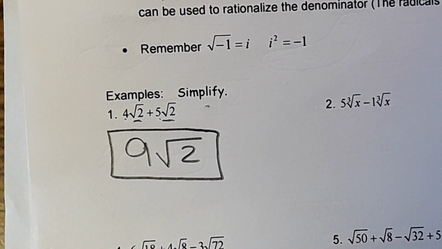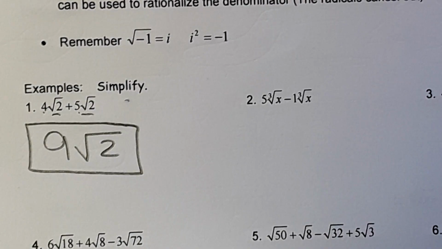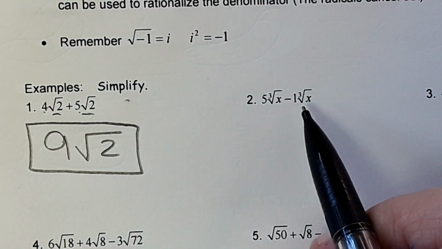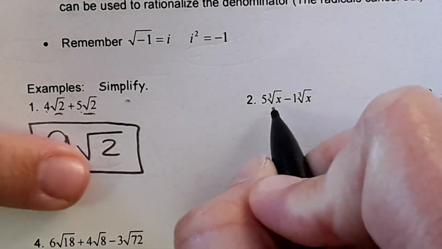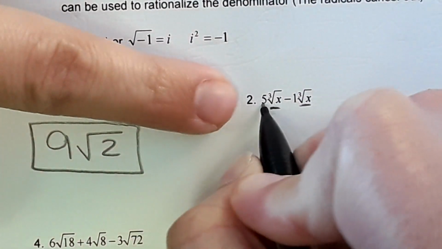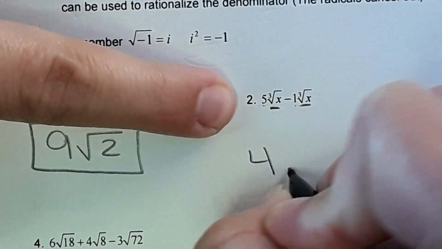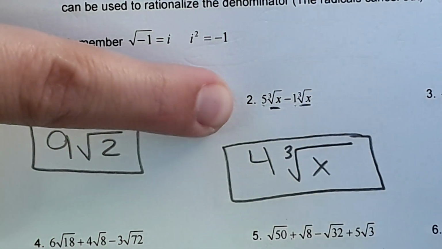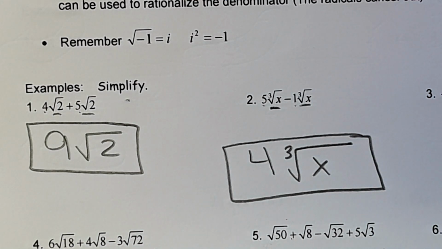Then number 2 over here. Now we have cubed root of x and cubed root of x. Same radical right here, so we can do 5 minus 1 is 4 and get 4 cubed root of x, and this is our simplified answer. So far, so good.